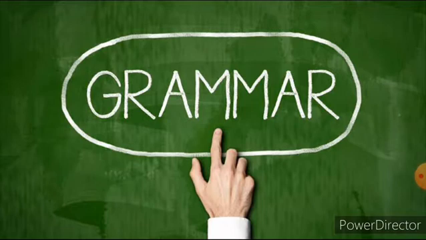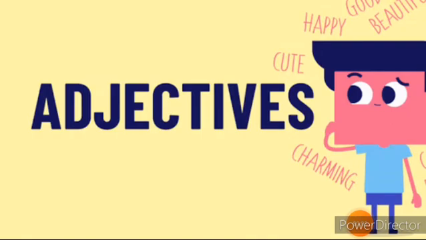Today we are going to practice the worksheet of adjectives. Children, our fourth worksheet is adjectives. Look at the spelling: ADJECTIVES, adjectives. Adjectives are words that describe or modify other words, especially nouns or pronouns, in a sentence.